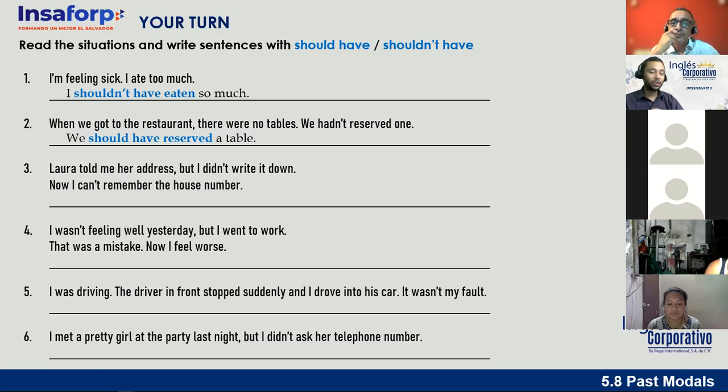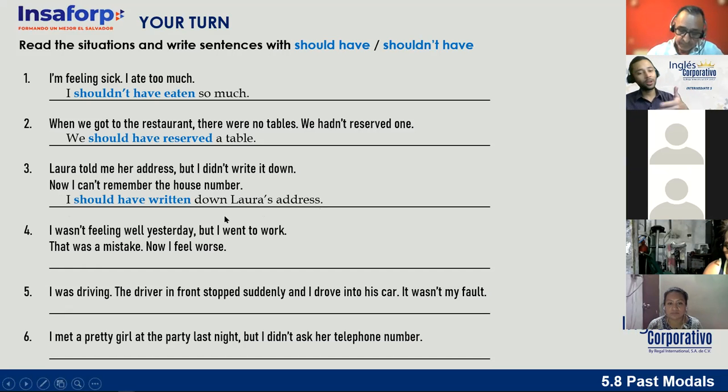Okay, good. Just the pronunciation. I should have written. Written. I should have written down Laura's address, or I should have written her address down. Puede ser también. Or I should have written Laura's address down. Cualquiera de esas está bien. Okay, very good.